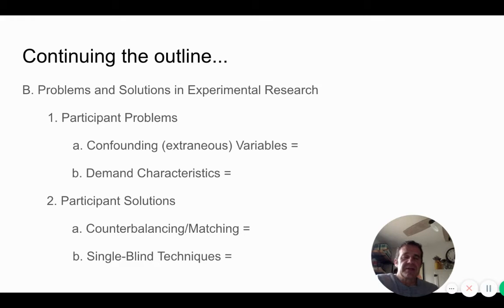Now we can solve these things. We're not just going to quit the study. So let's talk about solutions for participants. One we call counterbalancing or matching. Counterbalancing is basically just when we get rid of the confounding variable. So getting rid of the confounding variable is counterbalancing.